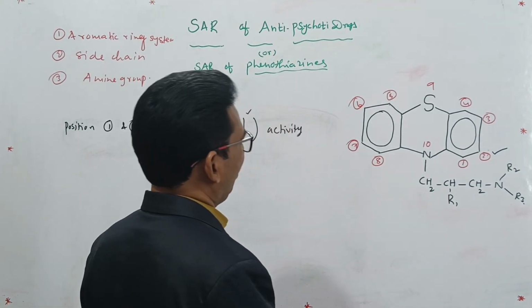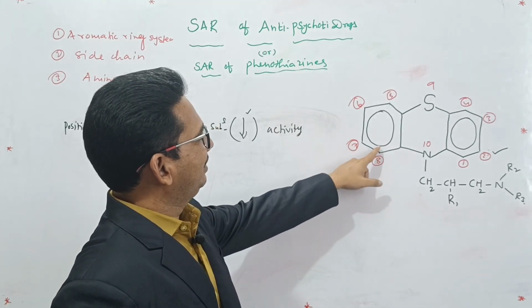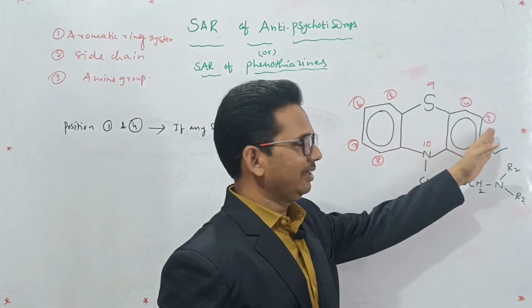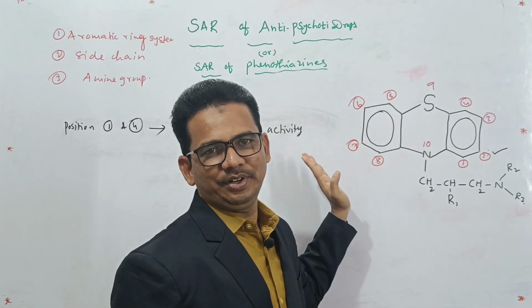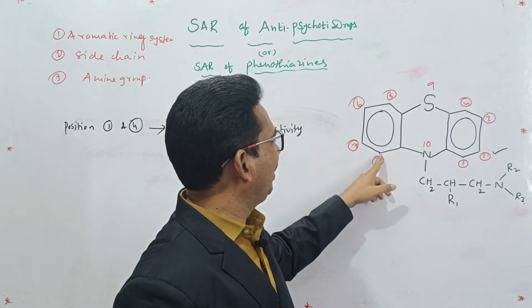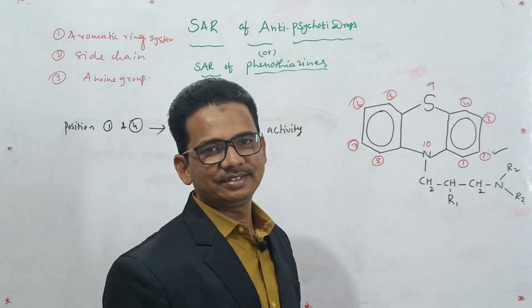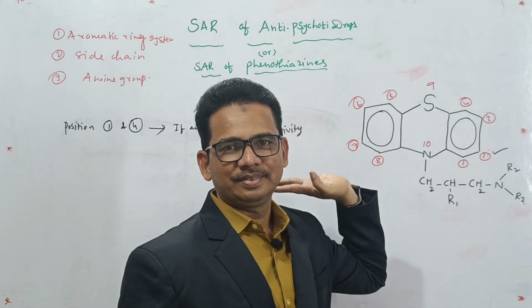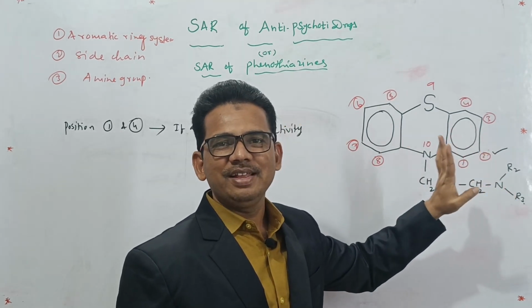Now we will go for this ring. This ring also you might be seeing here, either phenyl group this side or this side, both sides are the same, there is no difference. If you give the numbering from this one, 1 2 3 4 like that, it means both the rings are the same. That's why both sides' activity will remain the same.